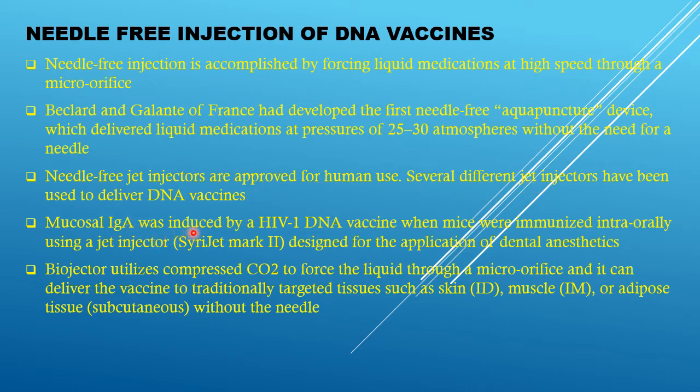Mucosal immunoglobulin A was induced by HIV-1 DNA vaccines when mice were immunized intraorally using a jet injector. The jet injector name is Syrijet Mark II, designed for the application of dental anesthetics. Bioinjector utilizes compressed CO2 to force the liquid through a micro orifice, and it can deliver vaccine to traditionally targeted tissues such as skin, muscle and adipose without the use of a needle.